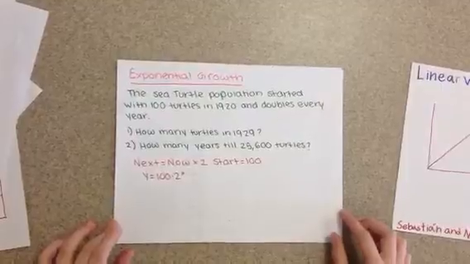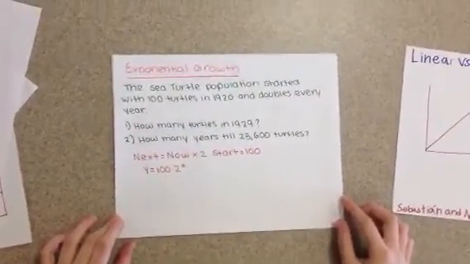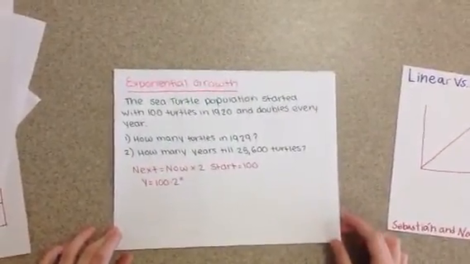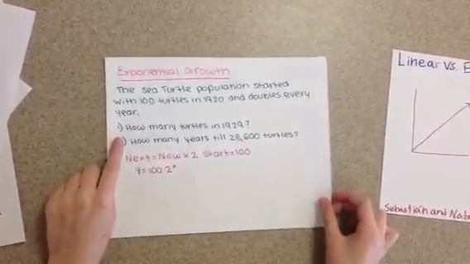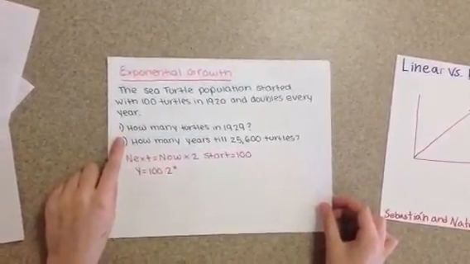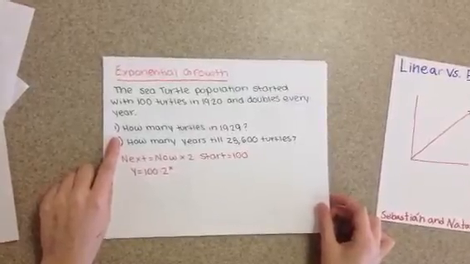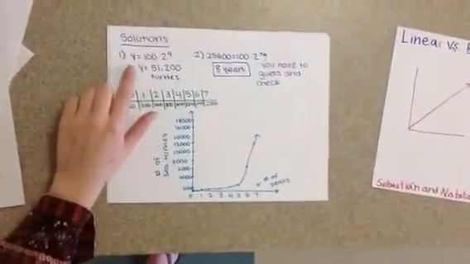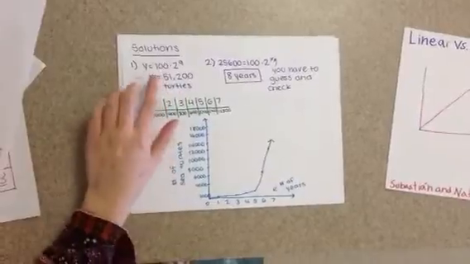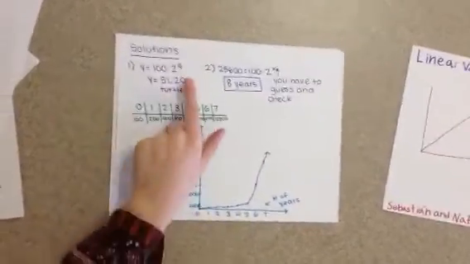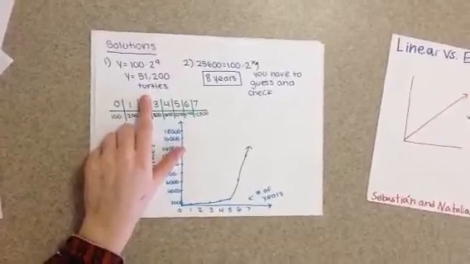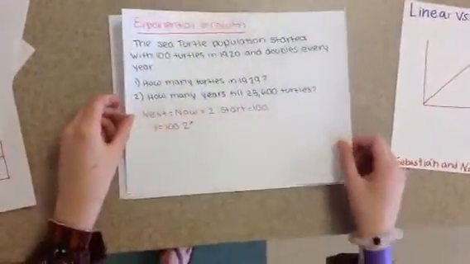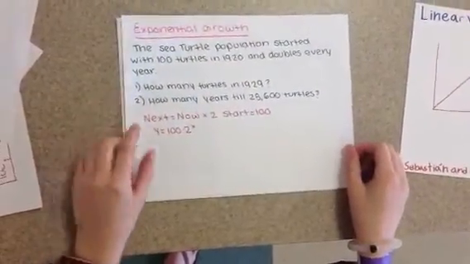For exponential growth, the sea turtle population started with 100 sea turtles in 1920 and doubles every year. Our first question was, how many turtles in 1929? So that would be 9 years. So what we did was we took our explicit equation and put our 9 as our exponent, and we got 51,200 turtles.